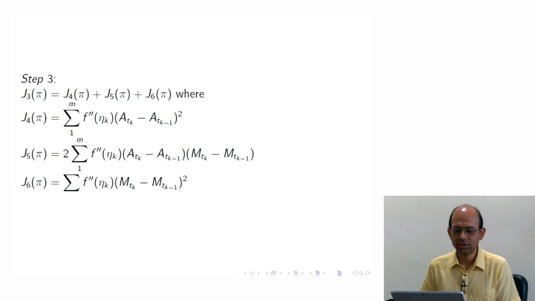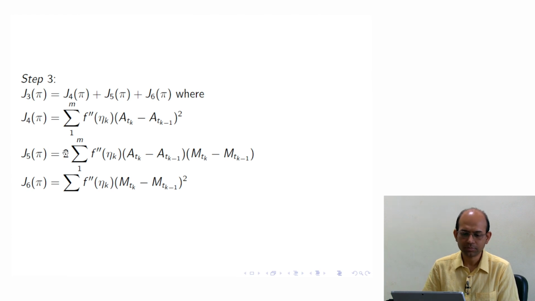So J3 pi is therefore rewritten as a sum of 3 different objects, J4 plus J5 plus J6. What is J4? Writing A instead of X, J4 is the term with (A_{t_k} - A_{t_{k-1}}) whole square. However, we should also have cross terms, A and M together, because (X_{t_k} - X_{t_{k-1}}) whole square would be this square plus 2 times the cross term plus this square. So we are writing these 3 terms, with eta k everywhere: J4, J5 and J6. Later we would also approximate J6 by replacing eta k by t_{k-1}. For the time being let us consider J4 and J5.